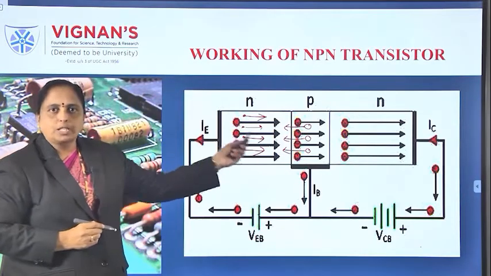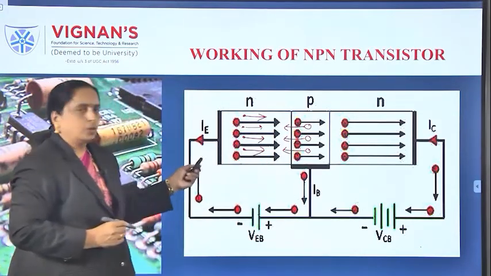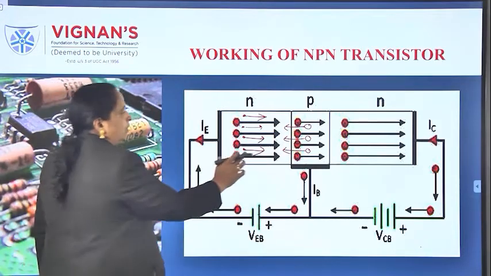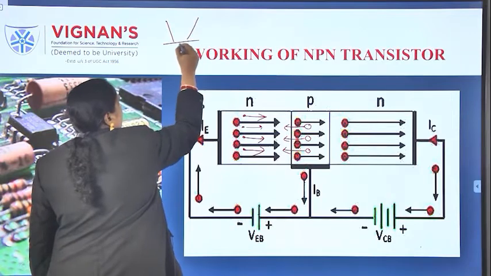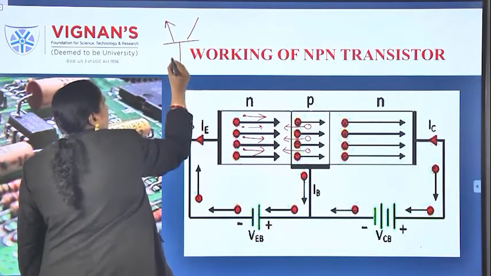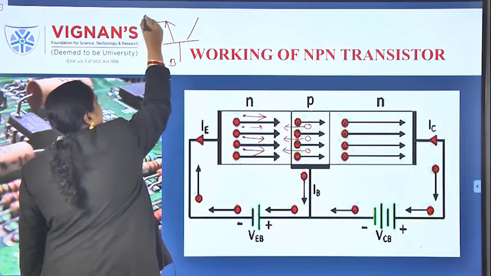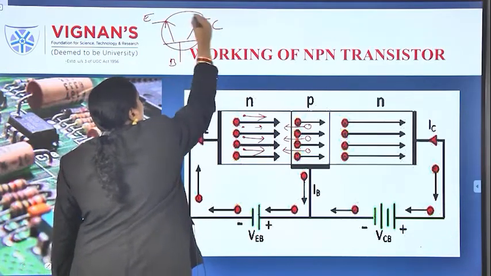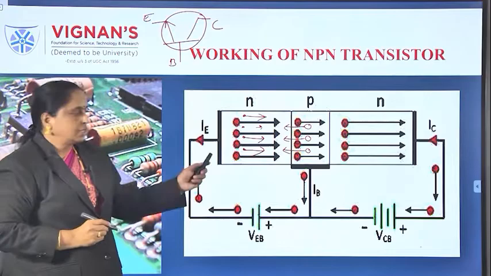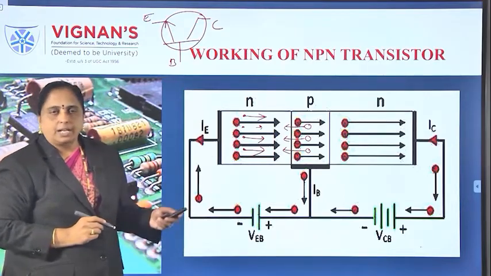At the same time, holes are moving from base to emitter. So that's why the arrowhead indicates like this. So in case of NPN transistor, the arrow is from base to emitter, and this is the collector. Okay, so this is the symbol of BJT for NPN transistor.